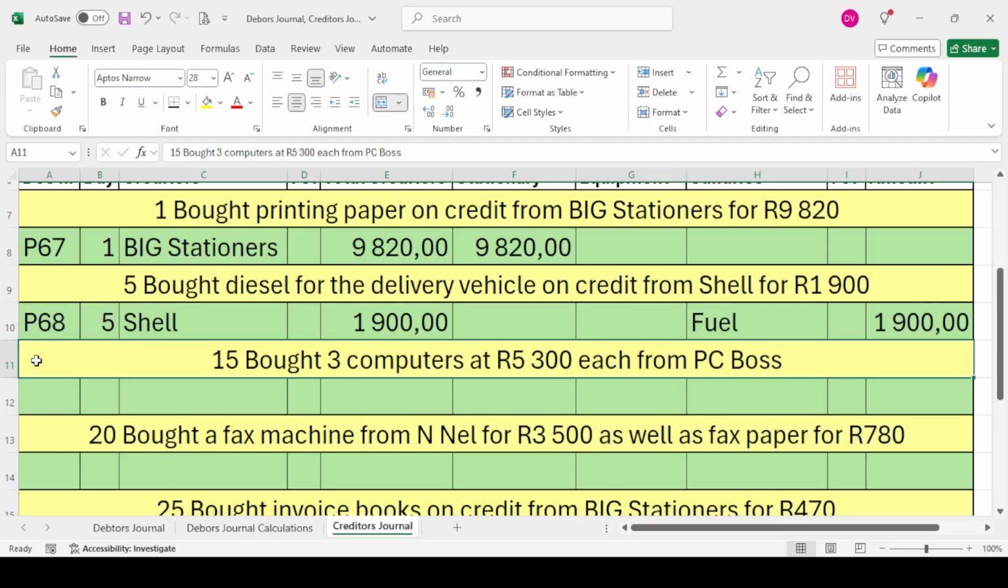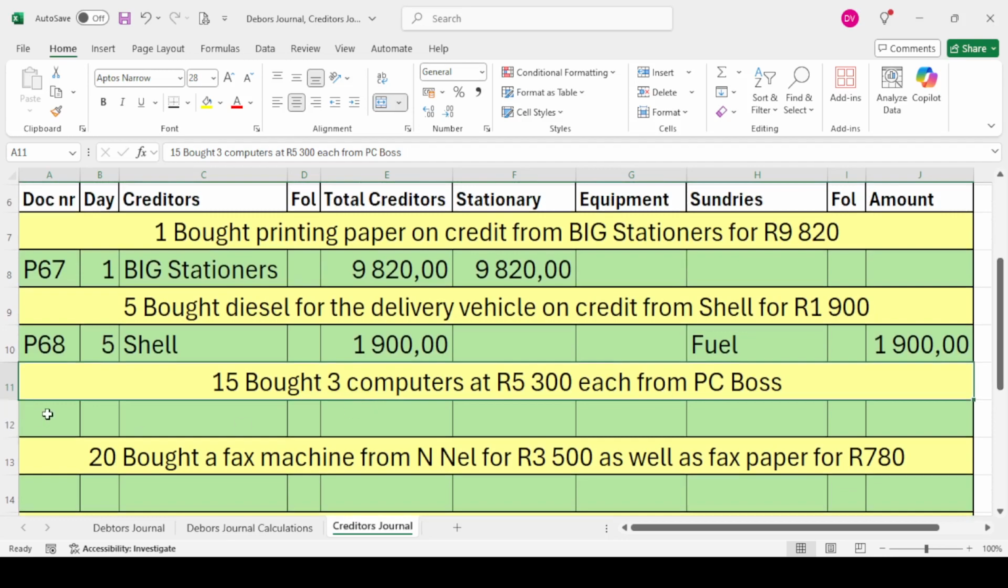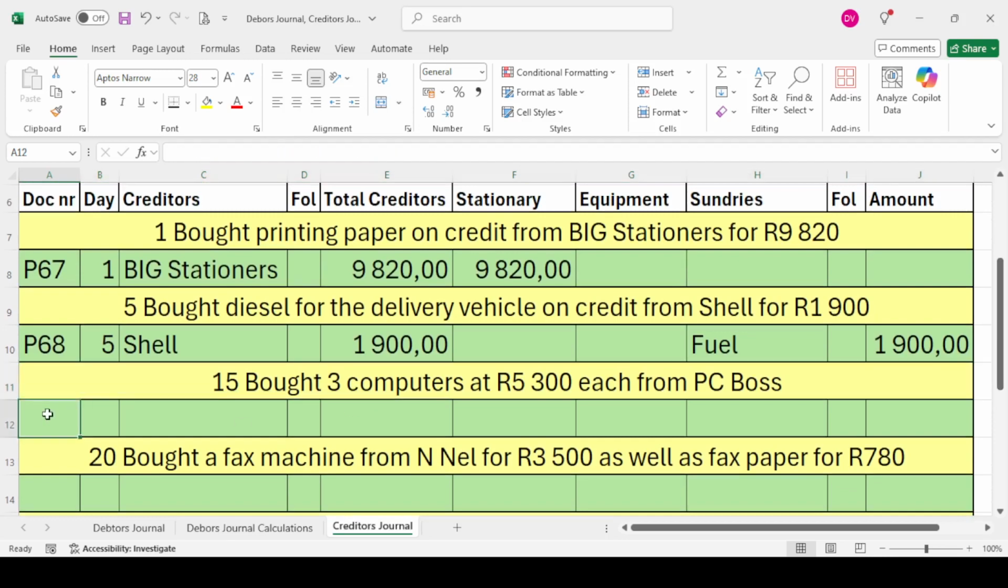So this is a calculation that you have to do, guys. If you buy 3 computers at 5,300 Rand each, you've got to multiply by 3, and that is going to be your full creditors amount. So what does it look like on our journal? We're going to insert our document number, which we know is P69 because we're following the number order. The day was the 15th. Who is the creditor that I bought from? PC Boss.